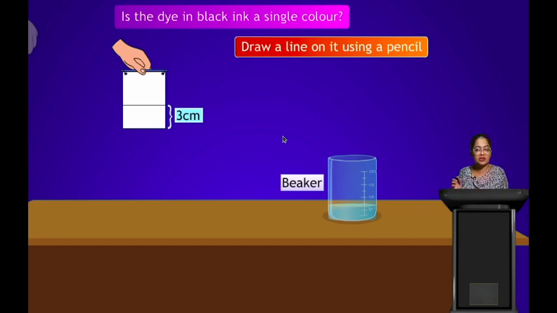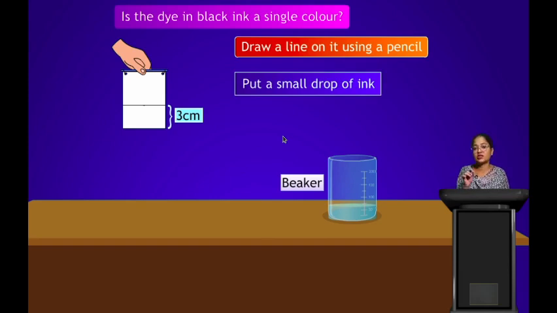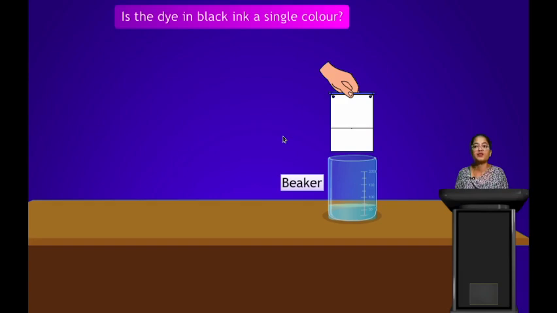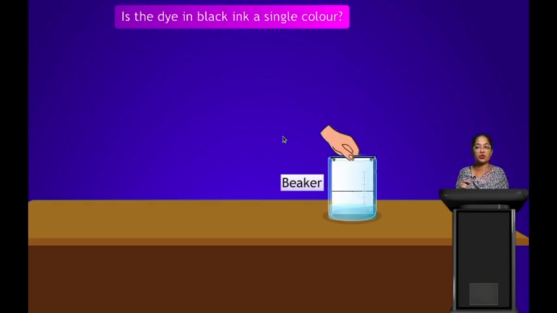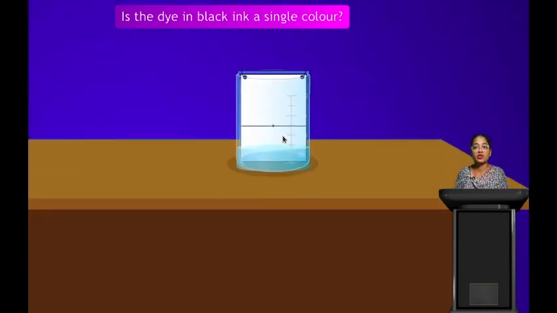So you use a pencil to mark the line, and then we drop one small drop of ink on the line. You put a line 3 centimeters above the bottom, and then you put one drop of ink on that line. And then we place it inside the beaker. So what's happening in the beaker? There's a little bit of water, you take the filter paper, mark a line, put one drop of ink on it, and then place that filter paper inside the beaker containing water.